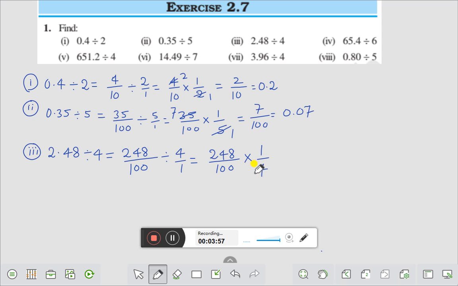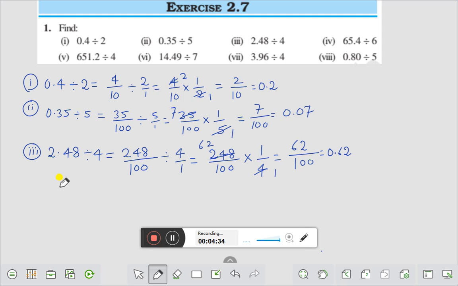Right? Now 4 1 is 4, 4 6 is 24, and 4 2 is 8. That comes to 62 into 1, that is 62, and 100 into 1, that is 100. Now if you divide 62 by 100, here the point is at the end, after the 2. You have to move 2 steps to the left side, 1 2, that is, it comes to 0.62.